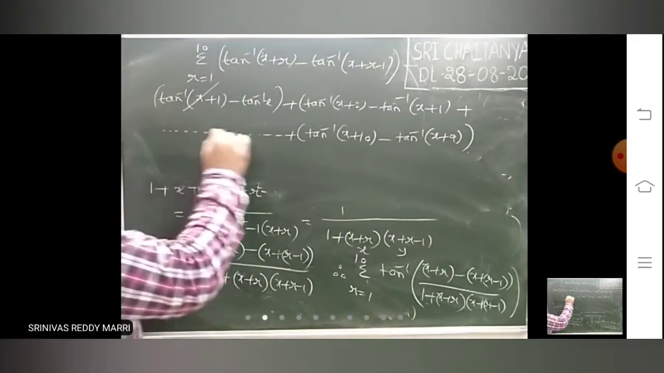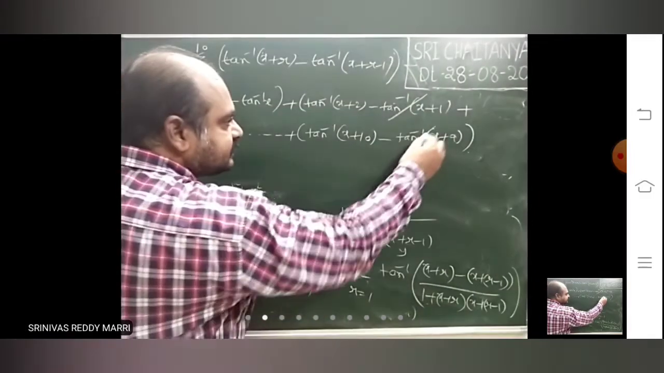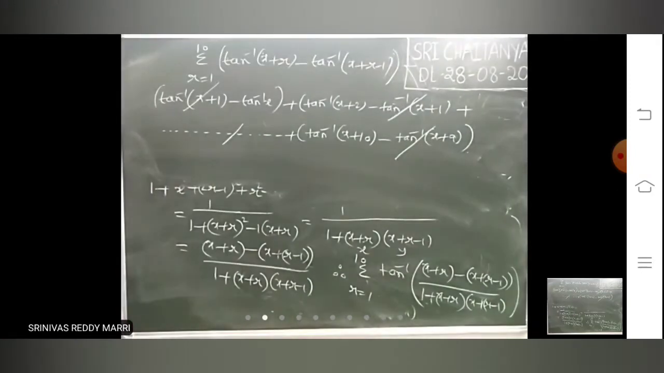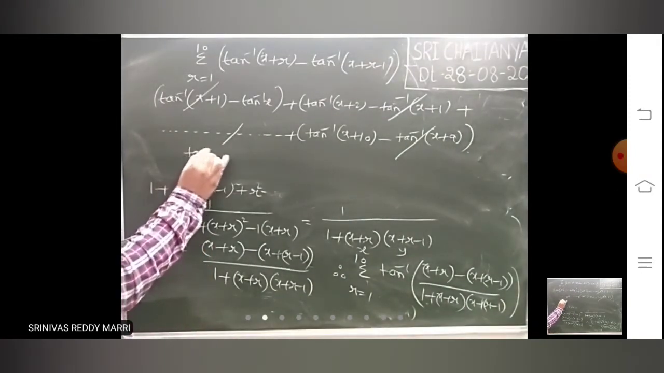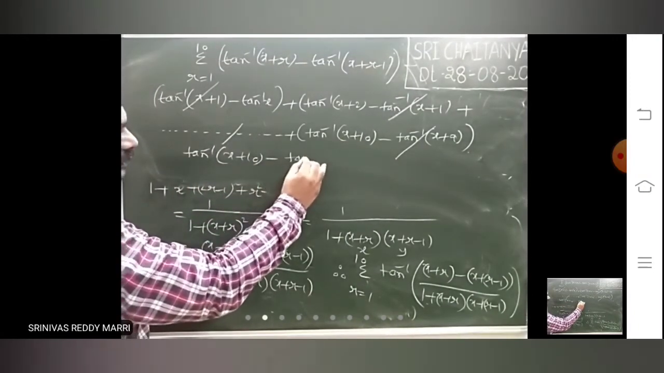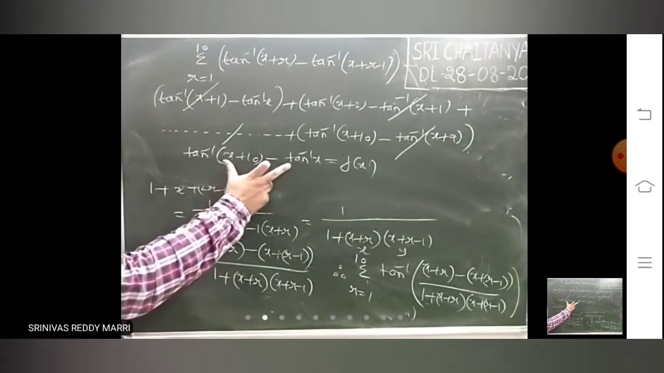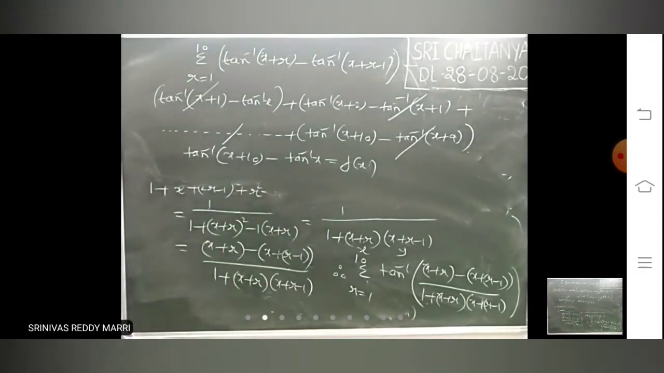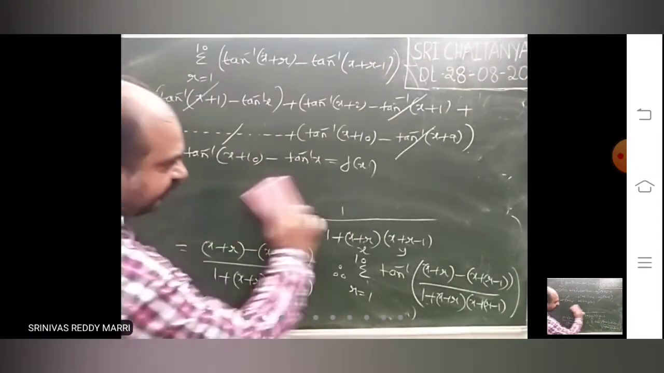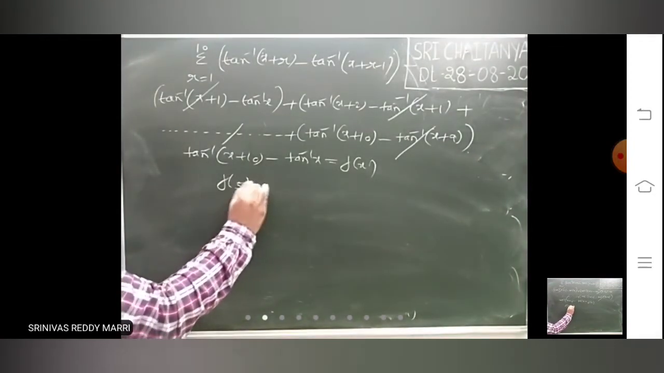Look at here, this term will get cancelled. Next, this term will get cancelled with the next bracket. Only the minus term here and the plus term there will remain. Everything will get cancelled. So what you get is tan inverse x plus 10 minus tan inverse x. This is given as f of x. Now what is he asking? f of 5. f of 5 means x equal to 5.